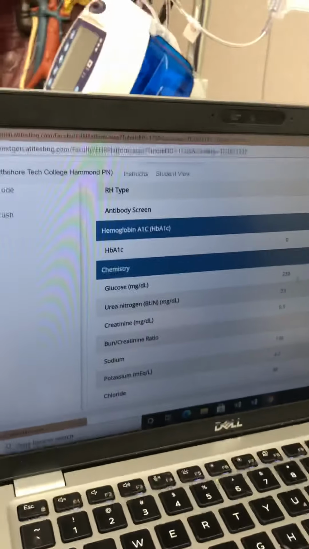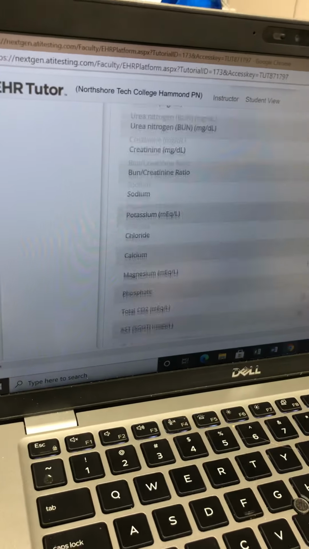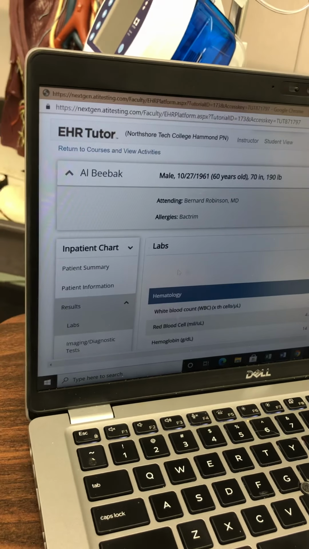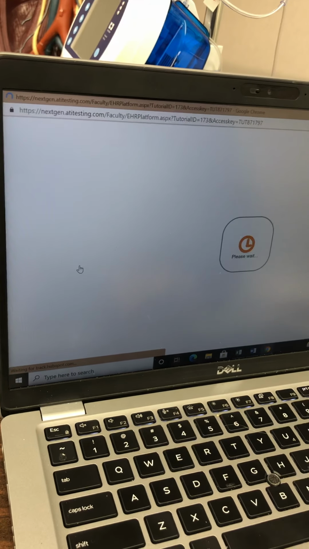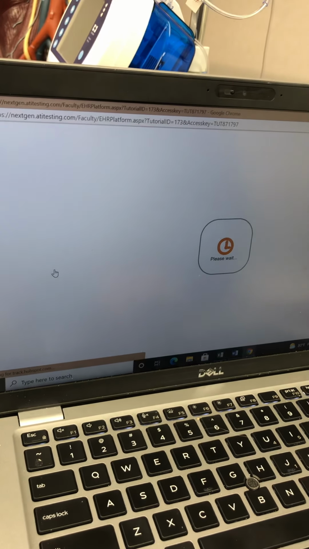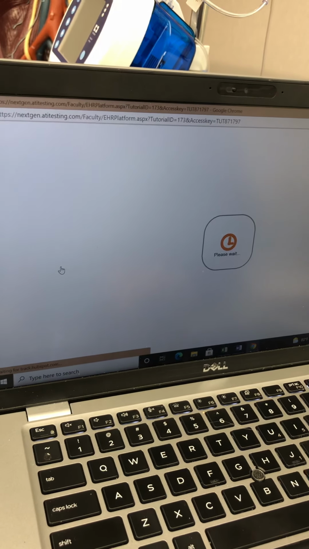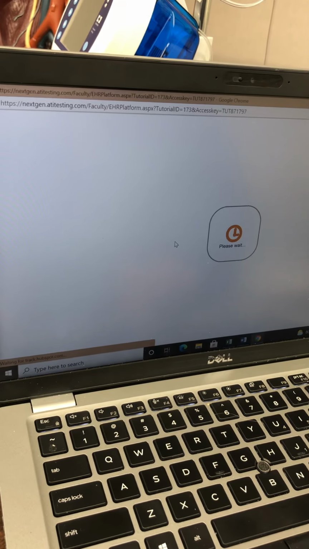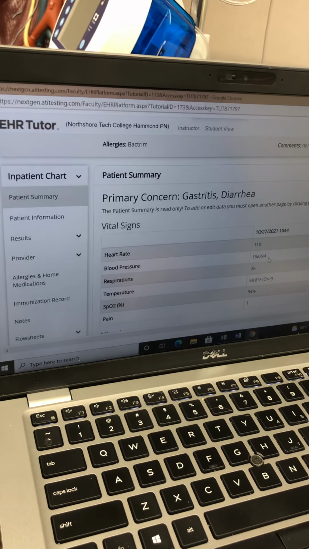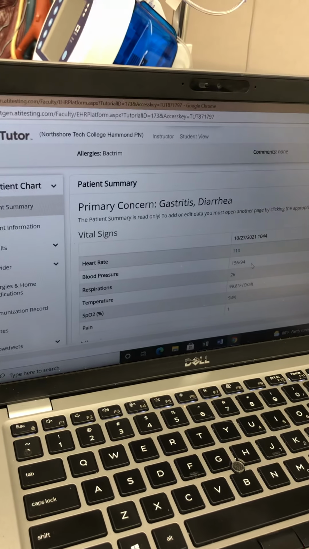So Mr. Beback's glucose is 230, and his blood pressure will be found under patient summary. Now, if you have difficulty looking for these things, I don't want to walk you through this, but if you know that you're looking for the blood pressure and you're just having a hard time finding it, I will help you guys with that. And his blood pressure is 156/94. So his medications are appropriate.